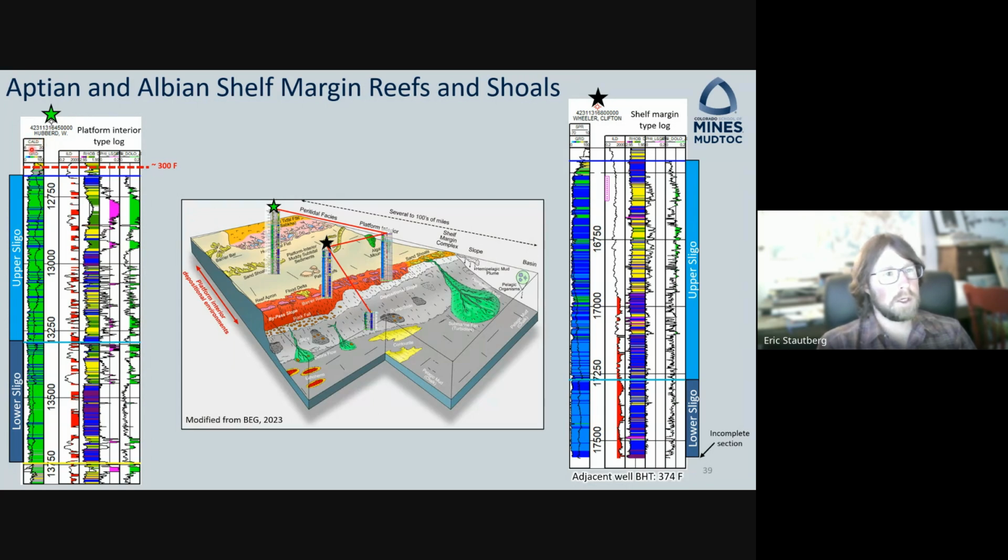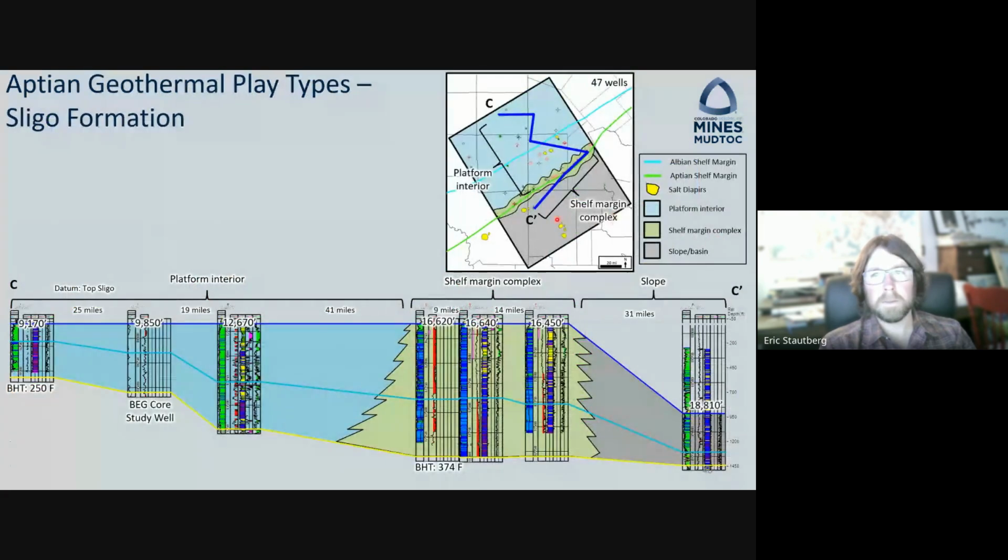Same type of log display here, gamma ray, resistivity, bulk density, but now I've done just kind of a back of the envelope density porosity on a limestone and dolomite matrix to try to highlight where some porosity might be in these formations. And this is where I see down here, you know, this might be some of our platform interior shoals that we might be able to target for geothermal energy. And then out at the shelf margin, we need to look for these shelf margin reefs and shoals out here for potential geothermal reservoirs.